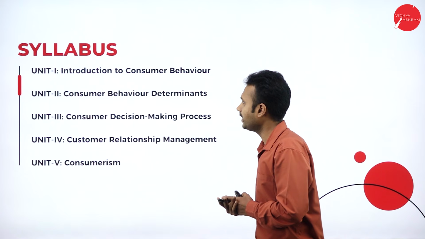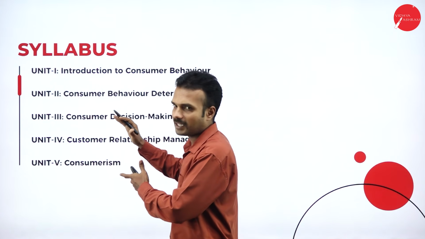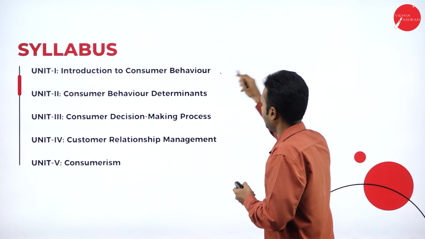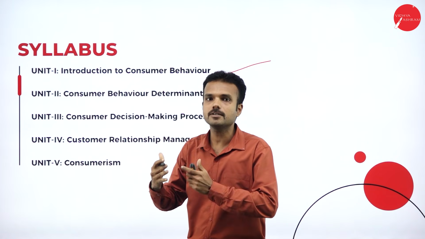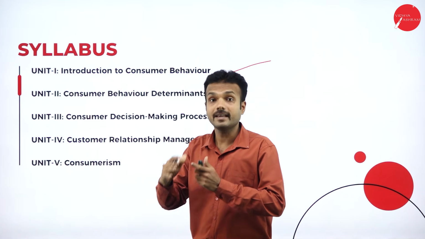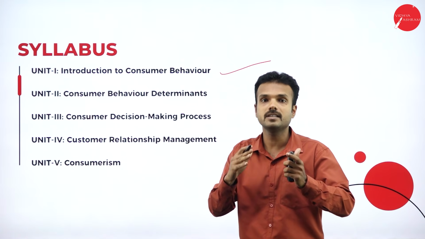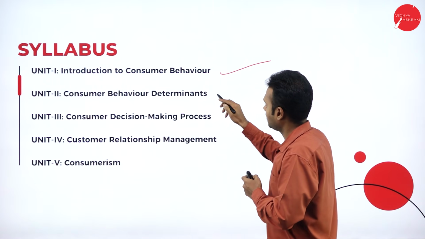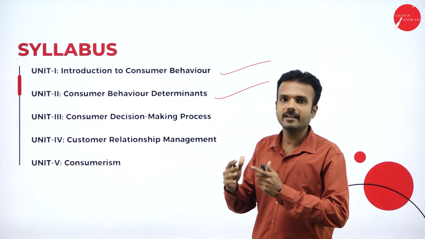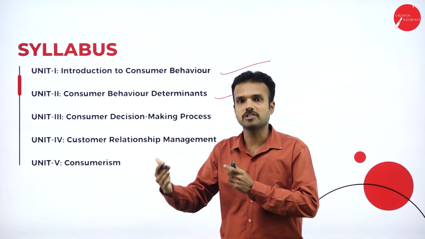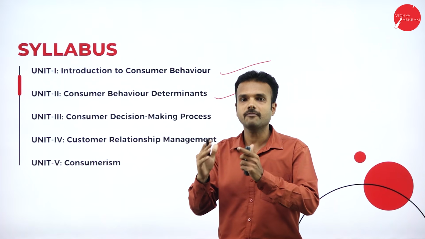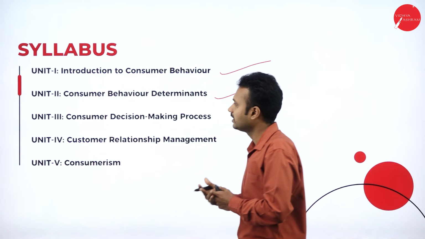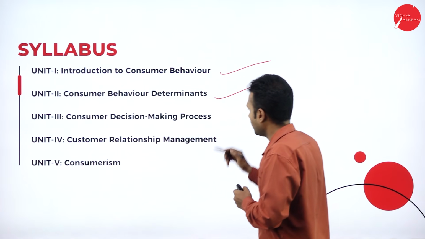Coming to the syllabus, it has been classified into 5 units. Unit number 1, introduction to consumer behavior. Here we are going to introduce what exactly consumer behavior is, and why it is required in today's business environment. Followed by unit 2, consumer behavior determinants, which are the factors that influence the consumer to make a decision while purchasing. The consumer gets affected by 2 factors, internal and external factors, that we are going to study in this unit.